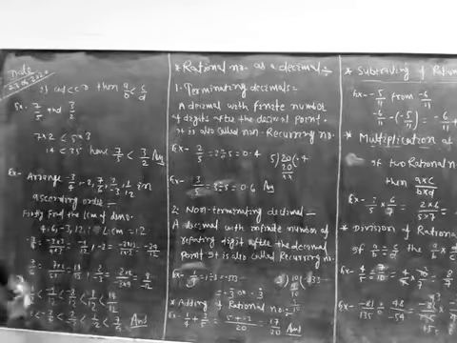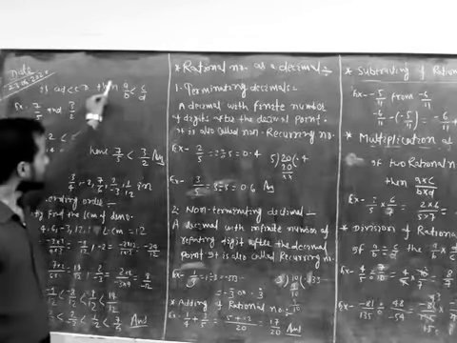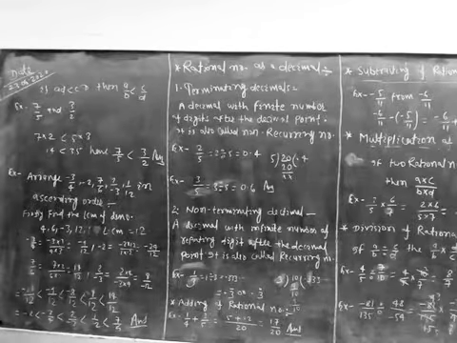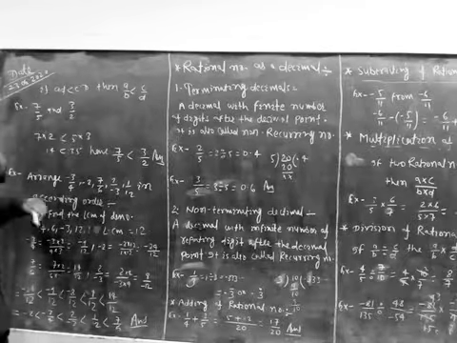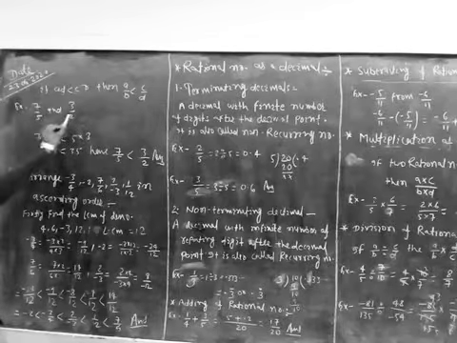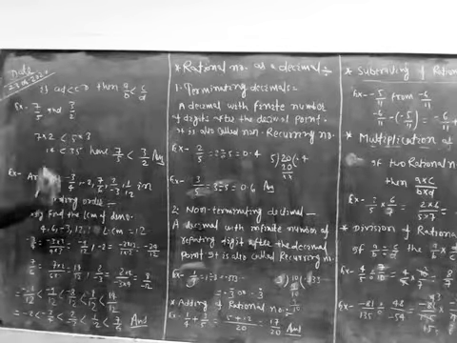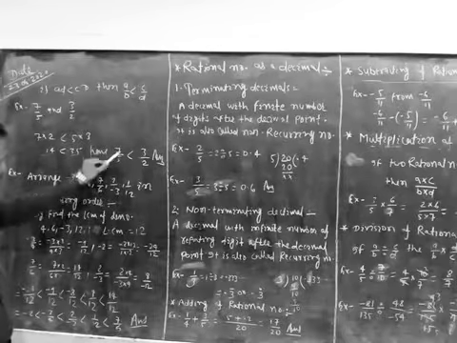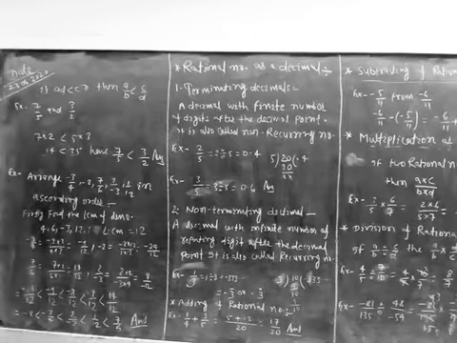And again, if AD is less than BC, then A by B is less than C by D. For example, 7 by 5 and 3 by 2. 7 into 2 is 14, and 5 into 3 is 15. Here A into D is less than B into C. Hence, A by B, that is 7 by 5, is less than 3 by 2.